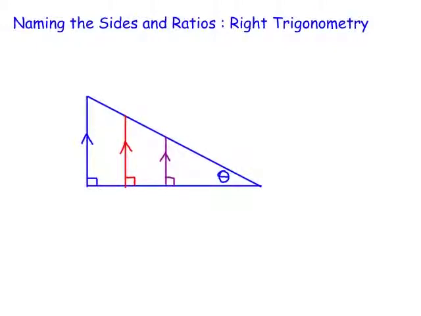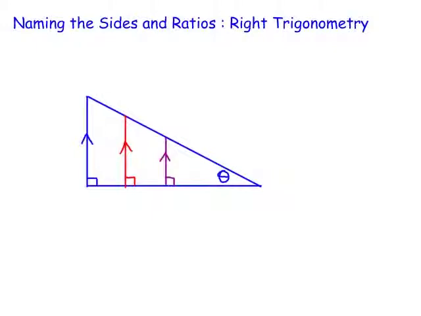Okay, the first thing to realize is that for each angle, theta, here's theta. Theta is a Greek letter, which is used to represent an unknown angle. Now, how can we actually define this angle theta? Well, we could measure it.